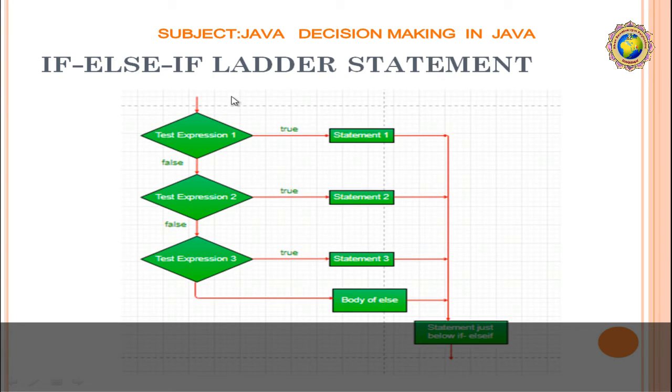So what happens in this if-else-if ladder? First the condition is checked. If it is true, then statement 1 is executed. Otherwise, the next condition is checked. If it is true, then statement 2 is executed. Otherwise, if it is false, the next condition is checked, and so on. If all conditions are false, then the default statement, or we can say the else statement, will be executed.